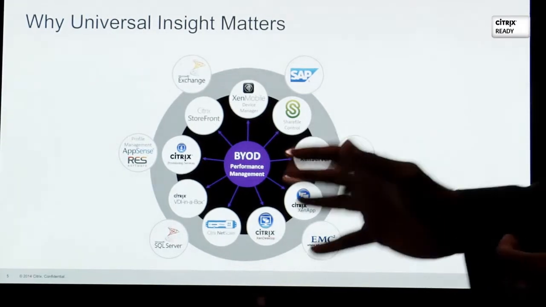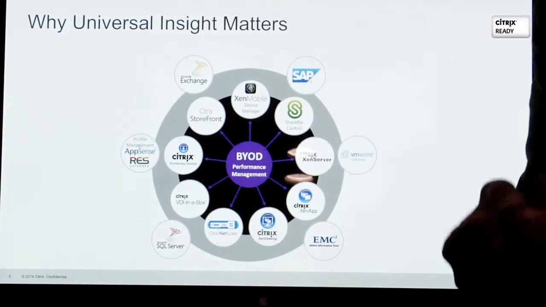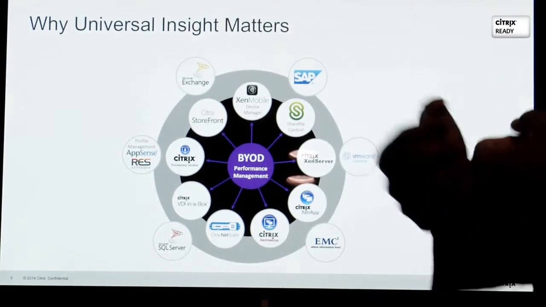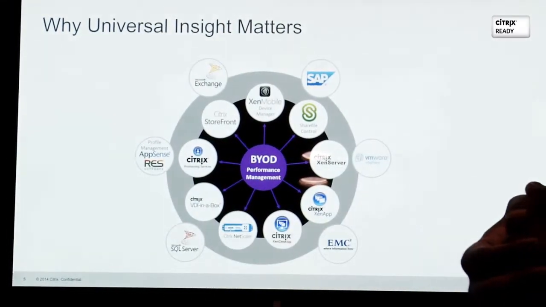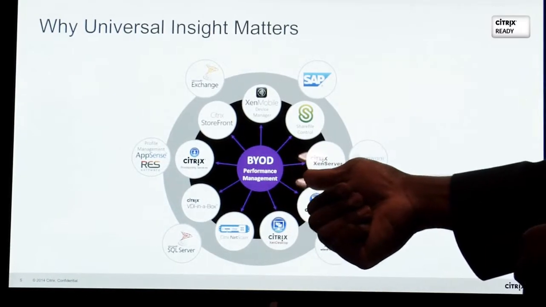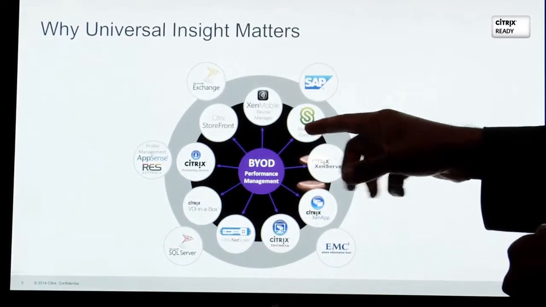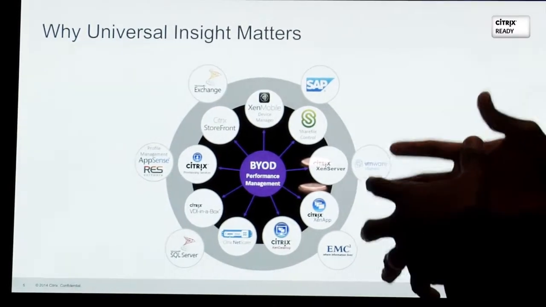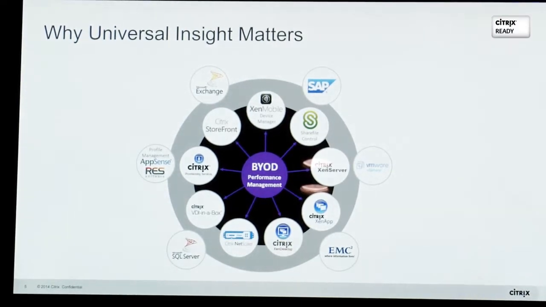We call it universal insight. Citrix is not a server. Citrix is not an app. Citrix is a service. It involves multiple different applications working together as a service to be delivered to the end user. So you're not only looking at Citrix, but the entire ecosystem, and you have to manage the entire ecosystem. That's what we do, and that's what gives us the ability to do what I'm going to show you next.